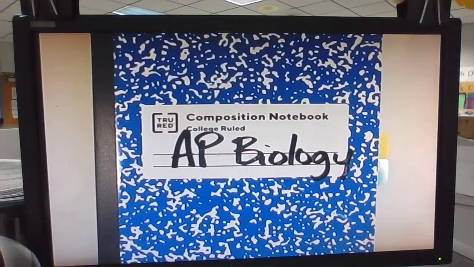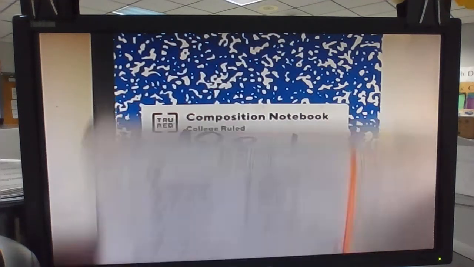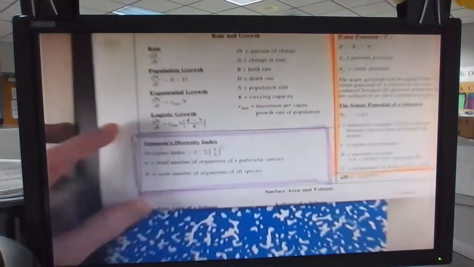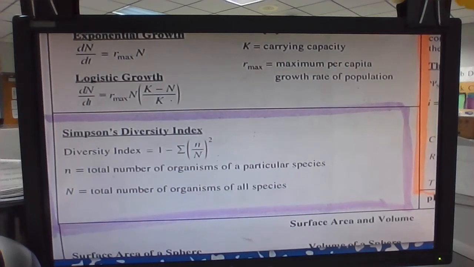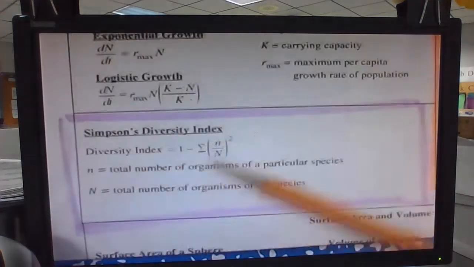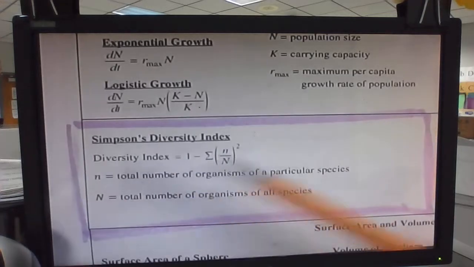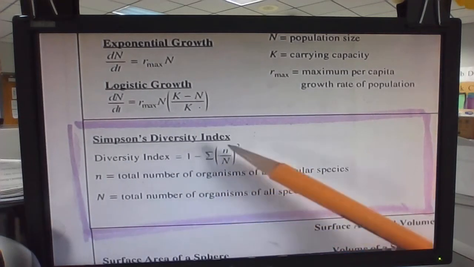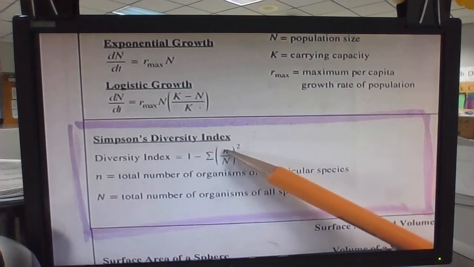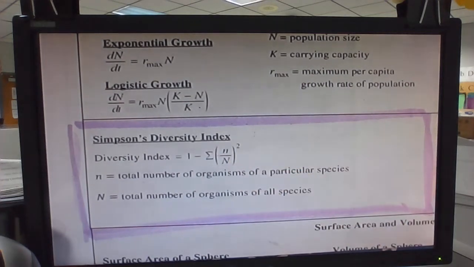All right, this is AP Biology information. On the formula sheet, we're looking at Simpson's Diversity Index. You already took biodiversity notes in your AP Bio comp book. So when we're using Simpson's Diversity Index, it's another formula. 1 minus, we know this means the sum of, parentheses, lowercase n over capital N, and that amount is squared.